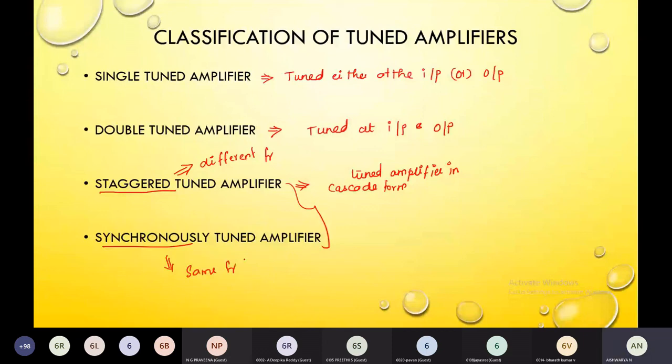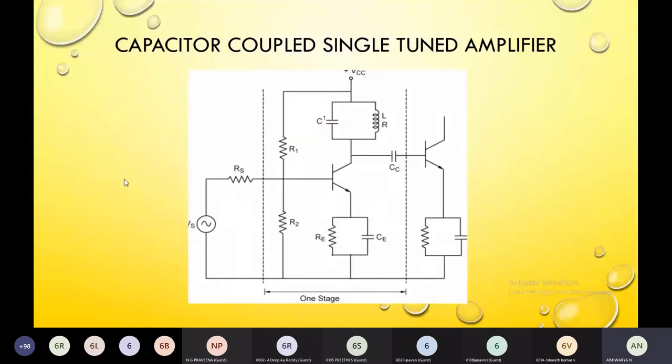Okay. So in your syllabus, you have single tuned, double tuned and staggered tuned. And we will take single and staggered. You have to read double tuned amplifier on your own. Okay? So with this, I'll stop. In the next class, we'll start with capacitor coupled single tuned amplifier, a very important and lengthy topic in your third unit. Only this topic will be lengthy. All others are very small. So your third unit is very easy. So please do concentrate.